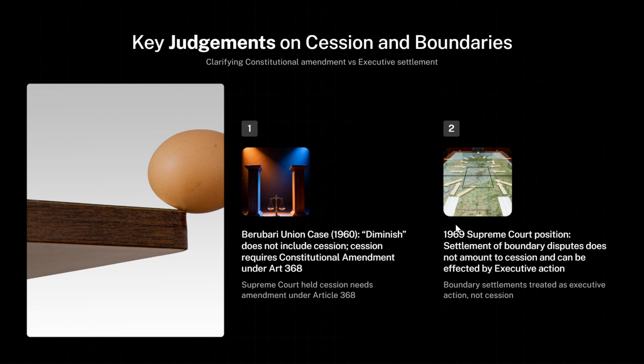Now we move on to the key judgments present in this chapter. In the Berubari Union case, it is clear that diminished does not include cession. Cession requires a constitutional amendment under Article 368. And in 1969, the Supreme Court held that settlement of boundary disputes does not need a constitutional amendment act. Executive action alone is enough.